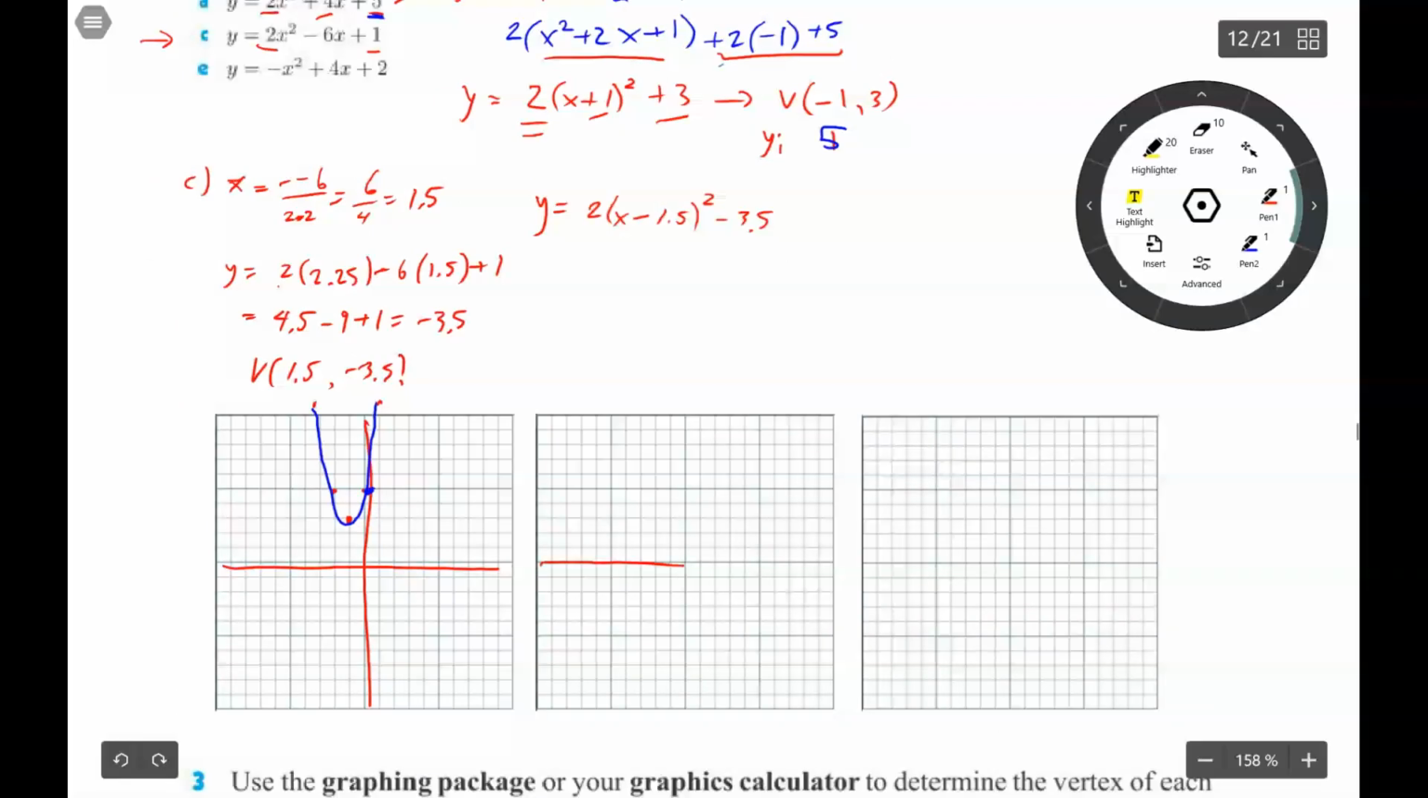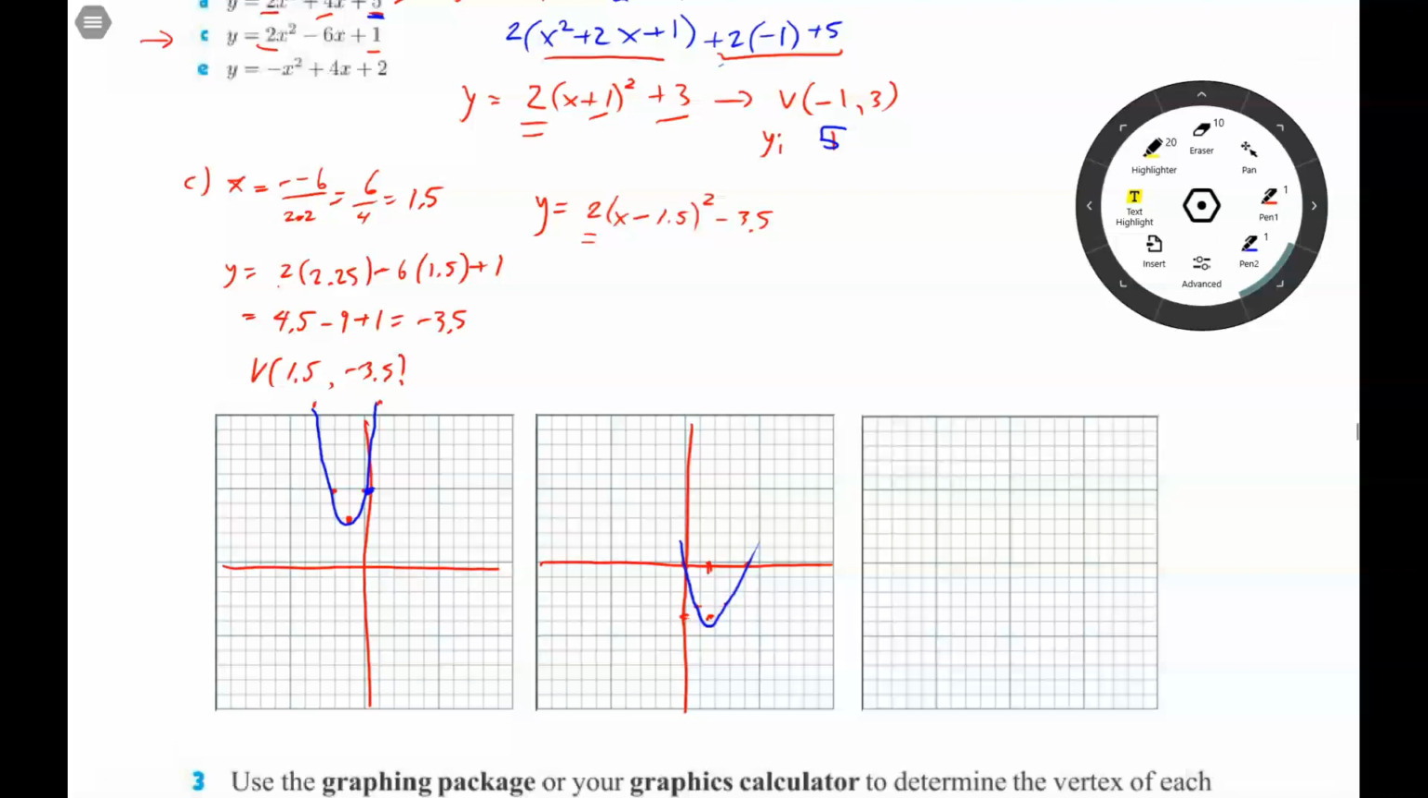So I'm going to draw the axes. I'm going to mark the vertex, which is at 1.5 comma negative 3.5 right there. And this is an a equals 2 parabola, which opens up, so that means it's going to be about like that.